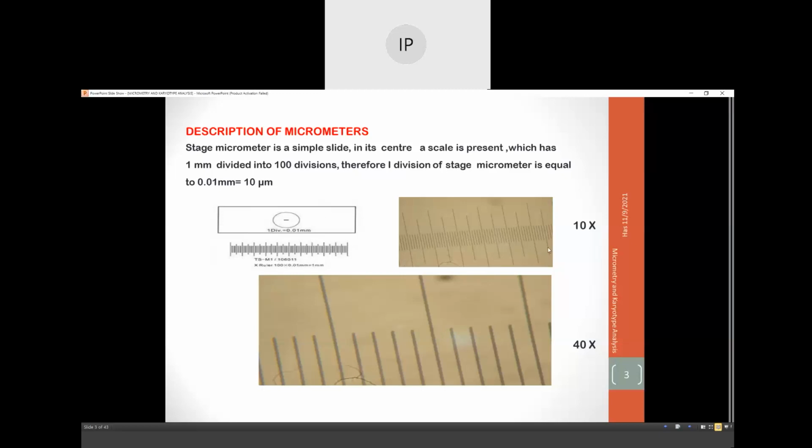Now this is the photograph of the stage micrometer under 10x objective, and this is under 40x objective. You can see it has bigger lines, and in between bigger lines there are 5 divisions, or altogether there are 100 divisions.